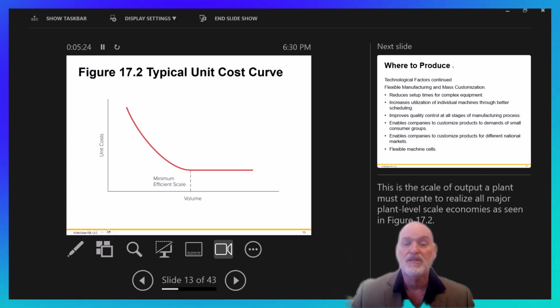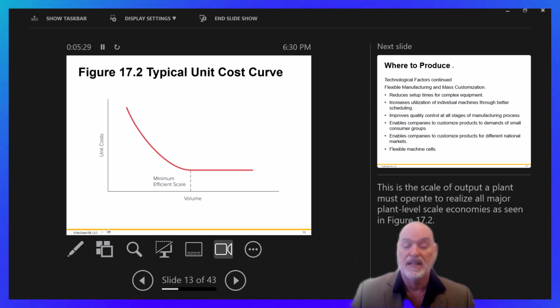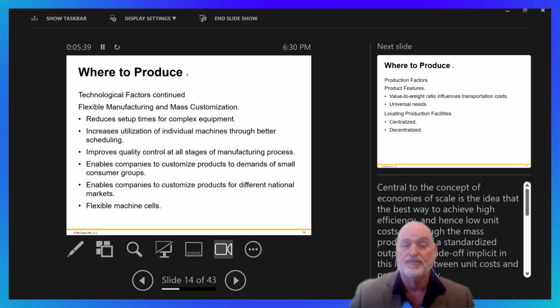Here's a typical unit cost curve. When you have unit costs that are very high, and then as you increase the volume, you reach minimum efficient scale, which is the most efficient way of production and lowers unit costs. Where to produce? We take a look at where to produce for technical factors, continued. You have to have flexible manufacturing and mass customization.